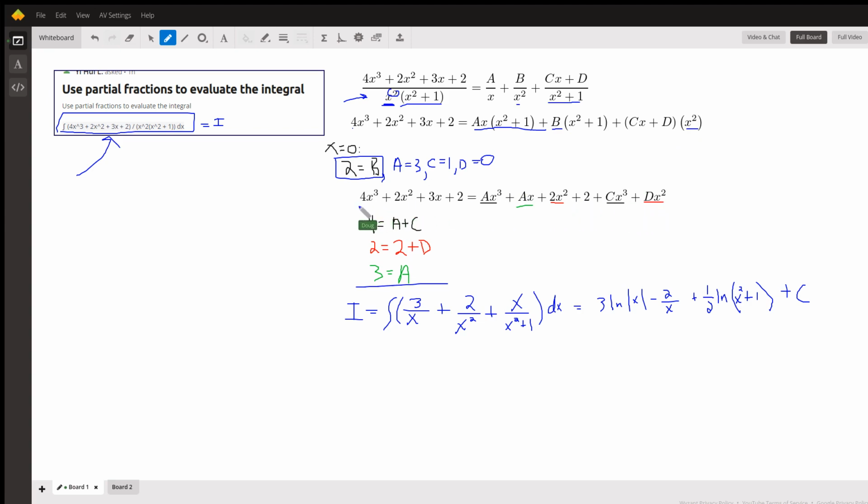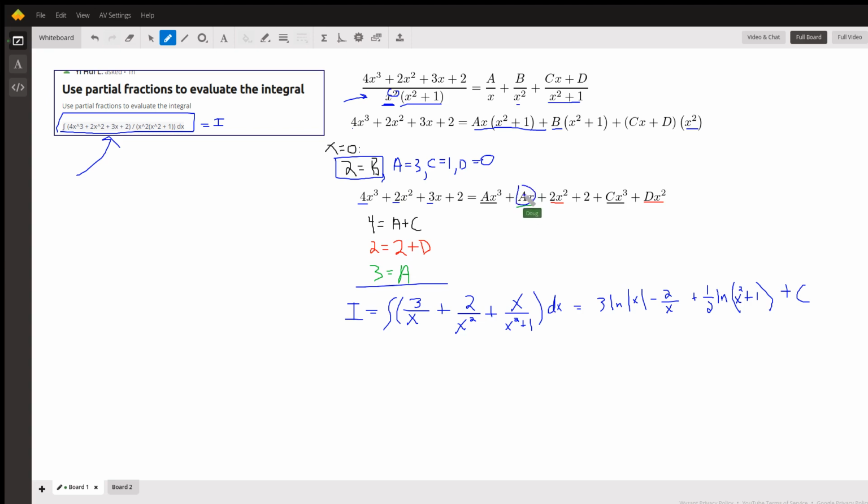And now we equate coefficients. So this 4 right here has to be equal to the coefficients of the x cubed terms added together. Ax cubed plus Cx cubed, A plus C has to equal 4. For the coefficient of x squared, I see two terms with x squared, a 2 plus D. So 2 has to equal 2 plus D, which means D has to be equal to 0.